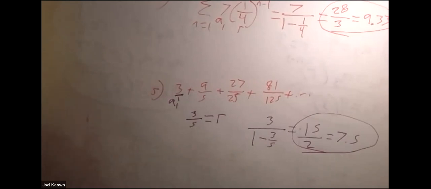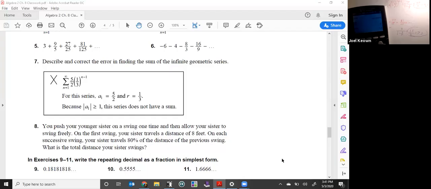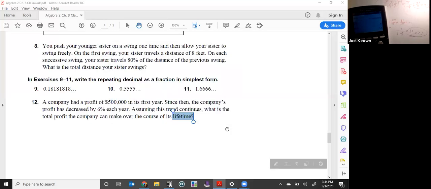It says write the repeating decimal as a fraction in simplest form. There are various ways they want me to show you how to do this. So right here, numbers 9, 10, and 11 are the ones we're looking at. They say write them as a fraction in simplest form.